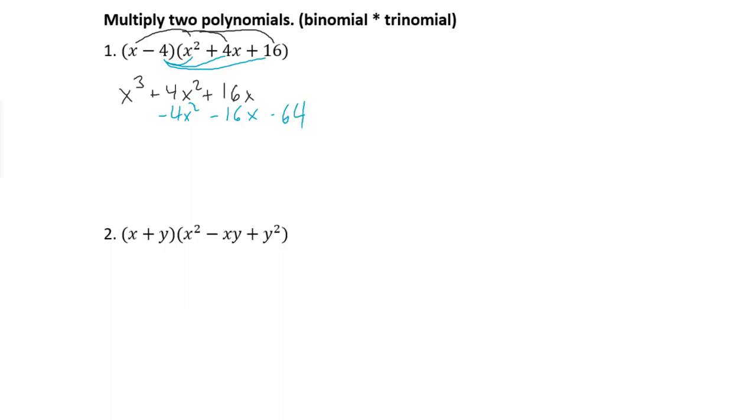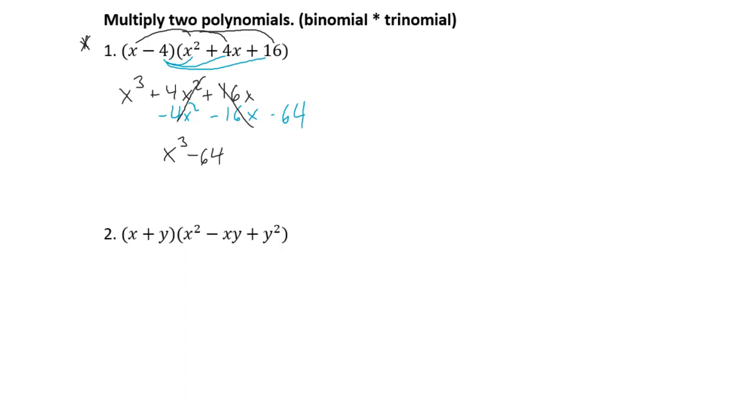And so now that mine are vertically stacked, 4x squared and negative 4x squared is gone. 16x and negative 16x is gone. We're left with x to the third minus 64. In your notes, I recommend you starring this because this binomial times a trinomial becomes something special later on because it ends up being difference of cubes. And later on, we go in reverse.